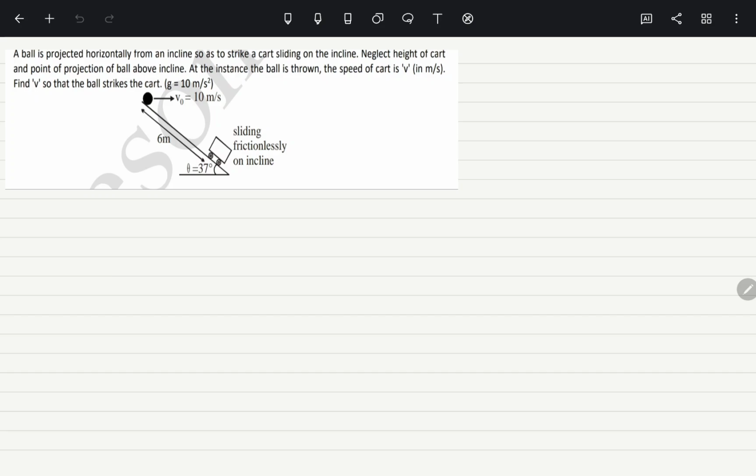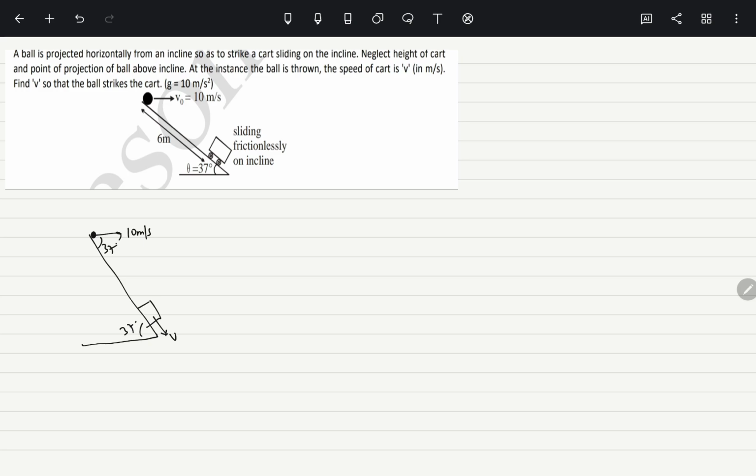Okay, next question is again the combination of projectile and relative motion. The question is: a ball is projected horizontally from an incline so as to strike a cart sliding on the incline. Neglect the height of the cart. At the instant the ball is thrown, the speed of the cart is v, so we need to find the v here. So the cart has v velocity, and the ball has velocity 10 meters per second in this direction, and this angle is 37.